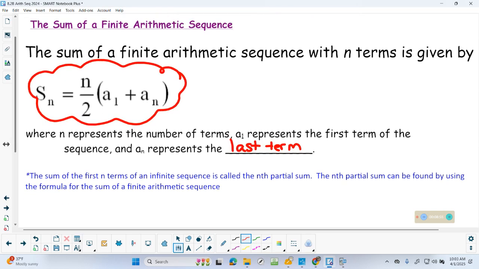All right, just some vocab here at the bottom. The sum of the first n terms of an infinite sequence, they call it the nth partial sum. We've seen the words partial sum before. That just means obviously you're not doing the entire infinite sequence. You're doing a limited amount of terms.